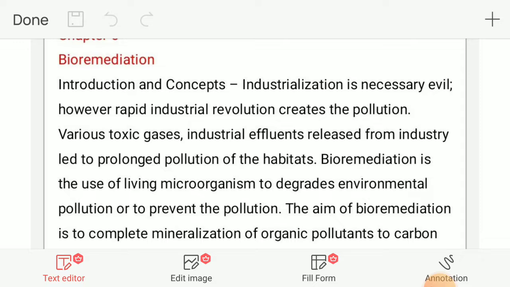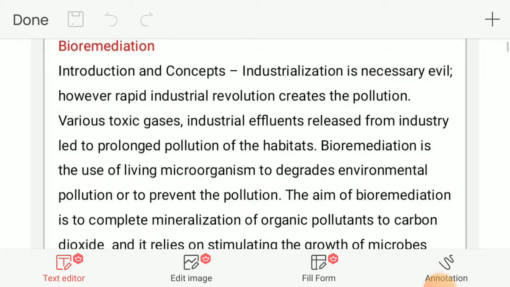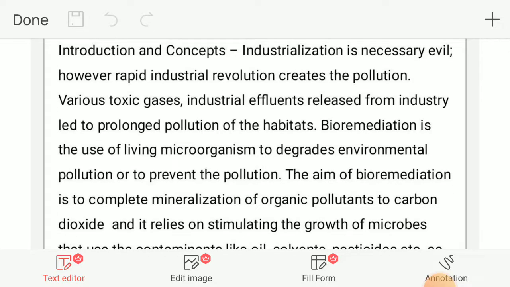Unless and until attempts are applied to reduce the pollution, the rate of pollution will increase, and it will create problems in human health and hygiene, as well as in vegetation and in the environment also. That's why rapid industrialization creates pollution, and various toxic gases and industrial effluents released from the industry lead to prolonged pollution of the habitats.